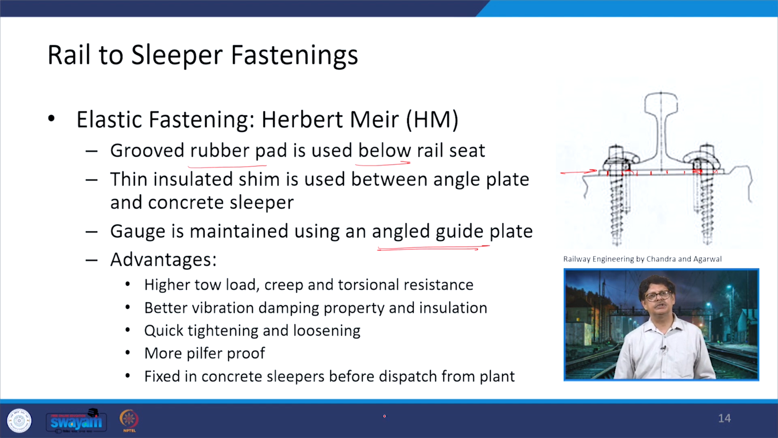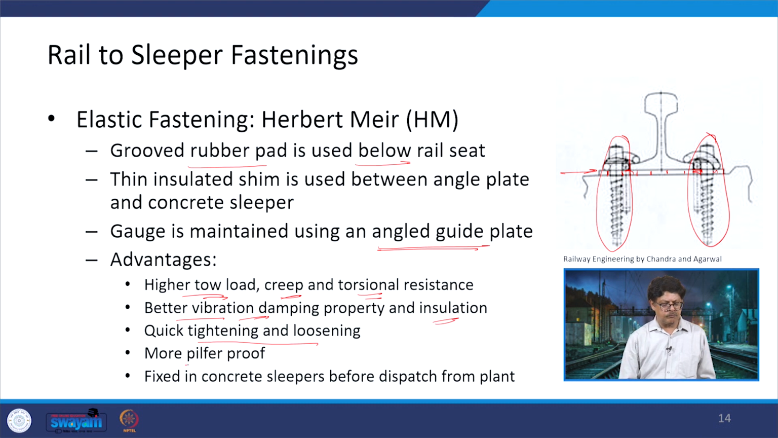So, the advantages of using these HM fastenings are: it has higher toe load, it has better creep and torsional resistance, it has better damping of the vibrations, and it also helps in the insulation. There is quick tightening and loosening of these types of fastenings because of the screws which are used to put them into position. They are more pilfer proof. They are fixed in the concrete sleepers before the concrete sleepers are dispatched from the plant. So, pre-fitting is already done.